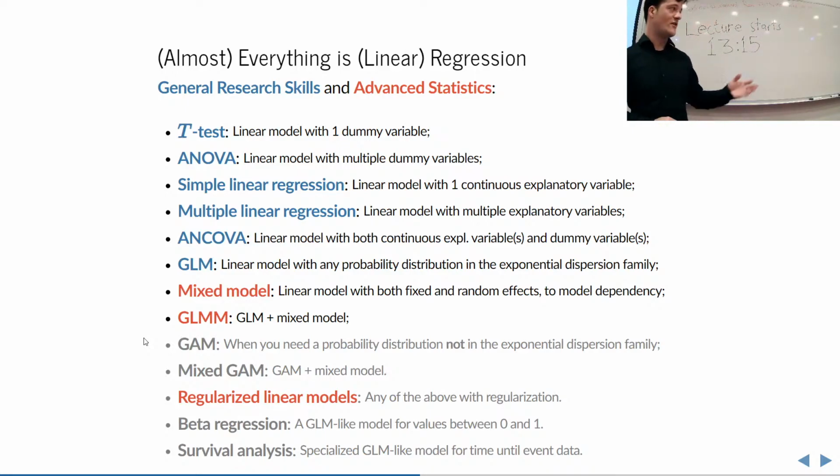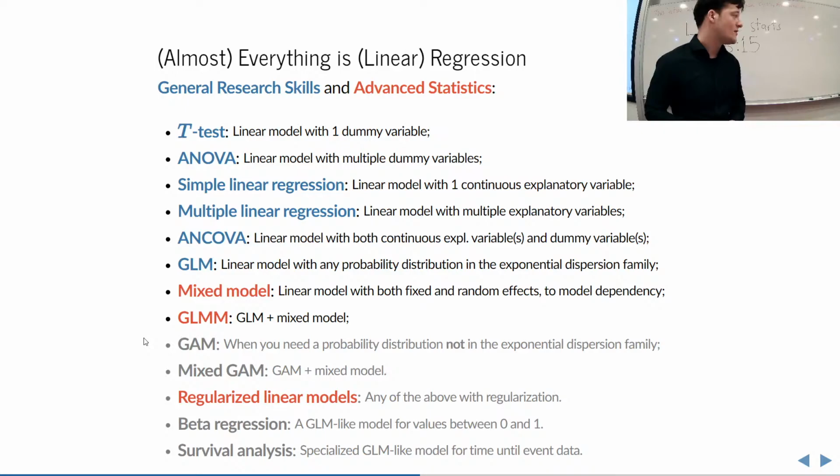So a generalized additive model, that's the first one listed. That is when you know a sensible probability distribution for the outcome, but it is not in the GLM framework. It's not one of those. Mixed GAM is just combining the two. Then beta regression, let's say you have an outcome that's a percentage, right? You can say it's a number between 0 and 1. It's either 100%, which is 1, or it's 0%, which is 0. You can do that with beta regression.